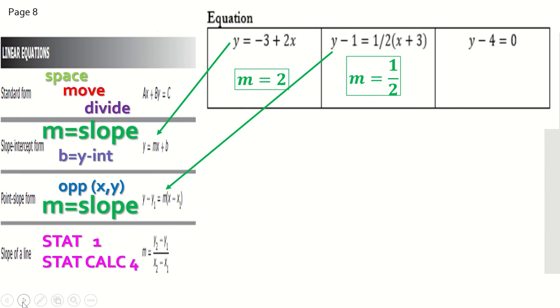The last equation, I need to transform it a little bit. I need to get y by itself, so I would add 4 to both sides to get y equals positive 4. Now I do not see an x, so I see that this is a horizontal line that passes through the y value 4, so this should have a slope of 0.